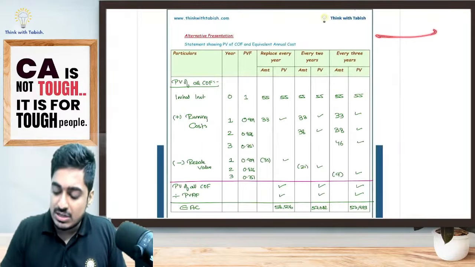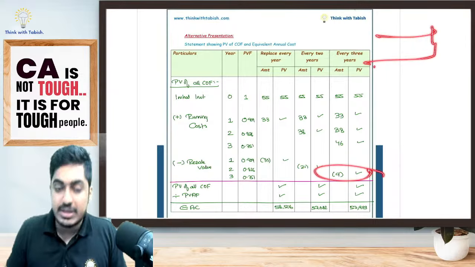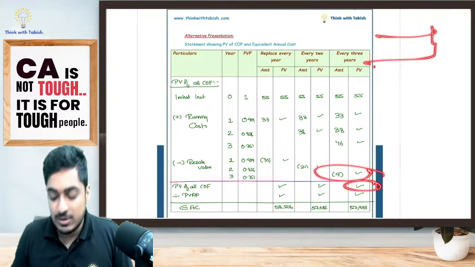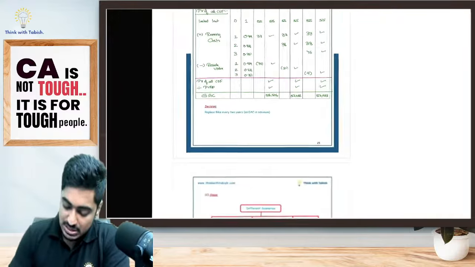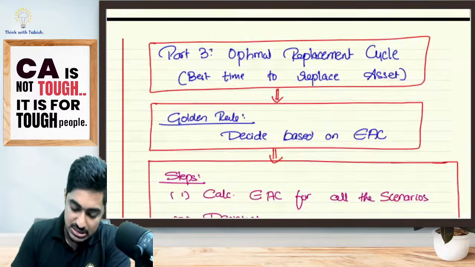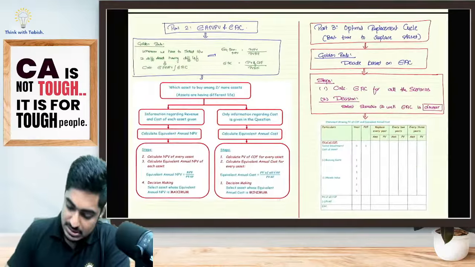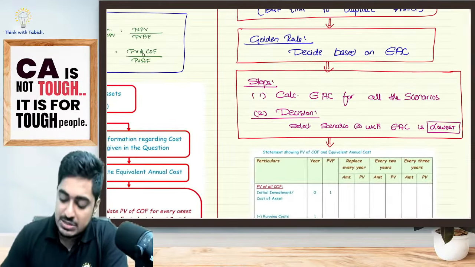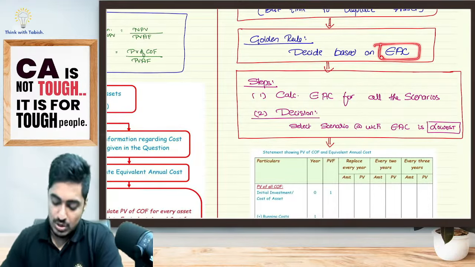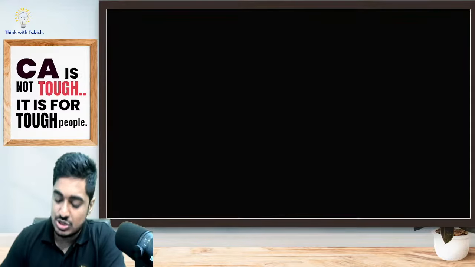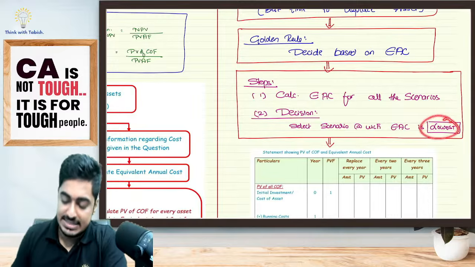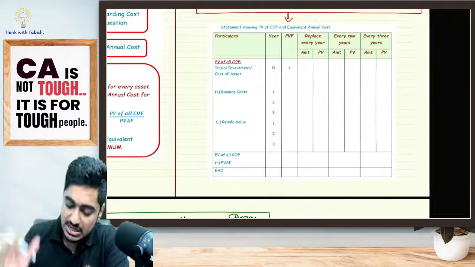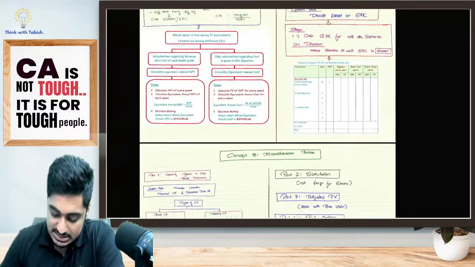Okay, and at the end of third year you are selling. So scrap value from third year, bring it down to 0. Yes, present value of cash outflow divided by present value annuity factor gives equivalent annual cost. Based on that, you will be taking a decision. Is this clear, everyone? Yes or no? Optimal replacement cycle based on equivalent annual cost you are going to do. How? Step 1, for every situation calculate equivalent annual cost. Wherever it is minimal, that is going to be the most preferred option. This is the presentation. Is this clear, everyone?